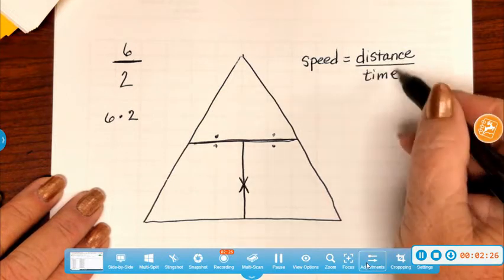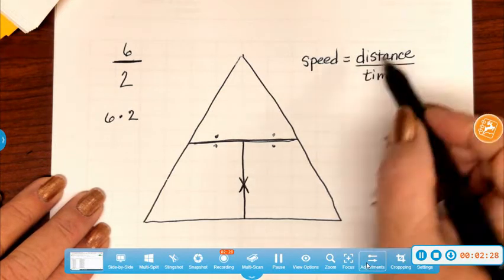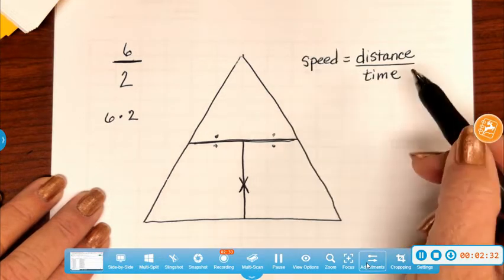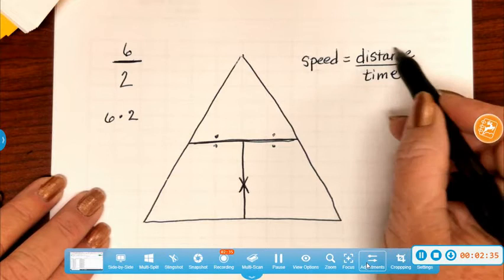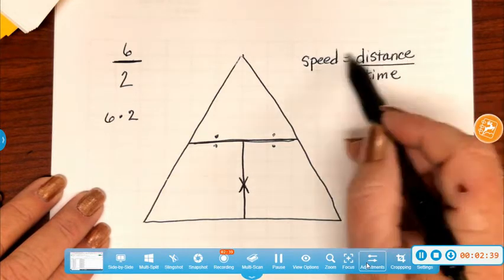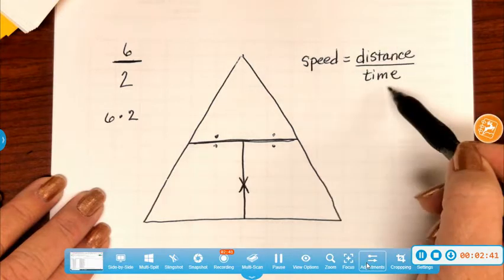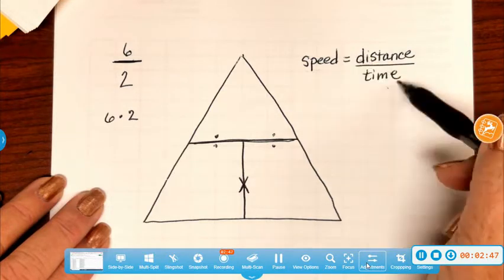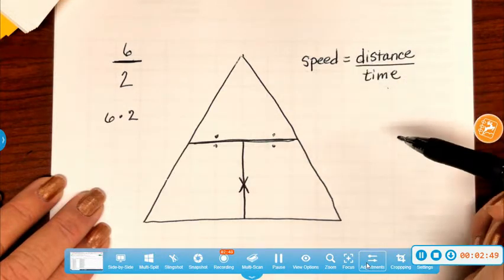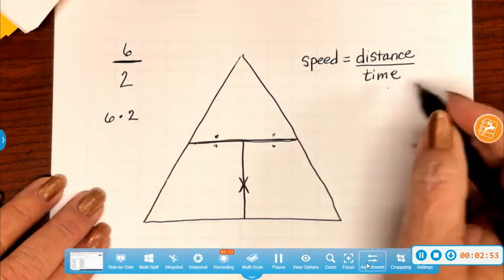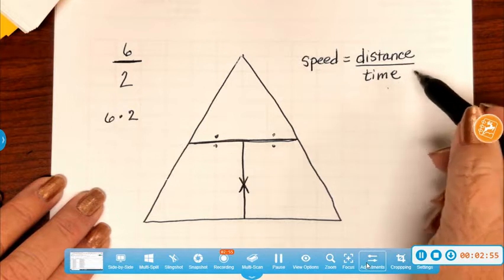I'm going to put this three variable equation in here because sometimes I'm not going to ask you just to tell me the speed of something. Sometimes I'll ask you the distance. How far did an object go? If it's traveling at this speed for this amount of time. Maybe you have to solve for distance. Sometimes you'll have to solve for time.